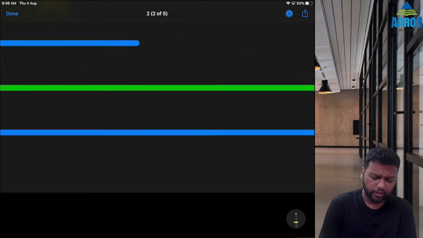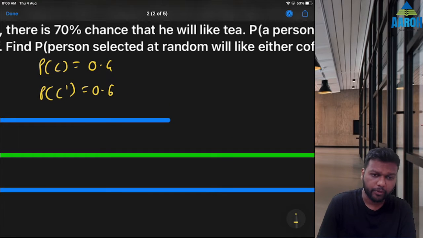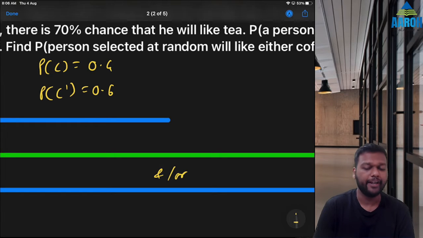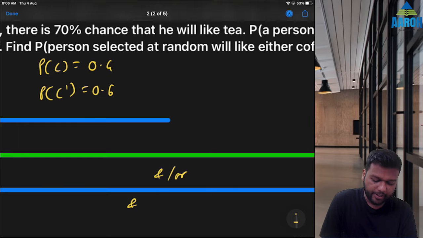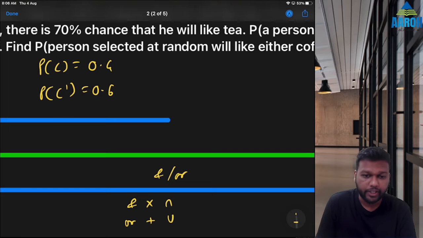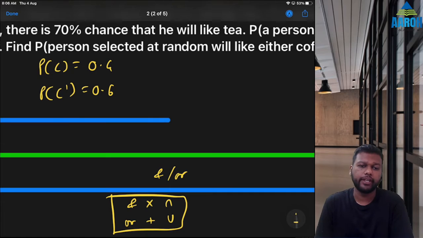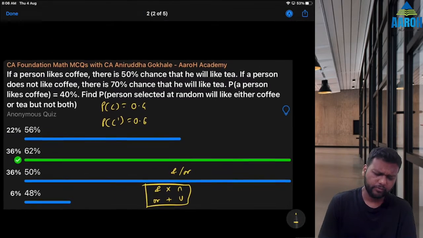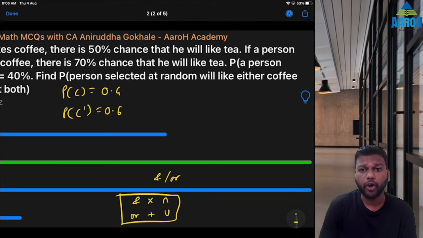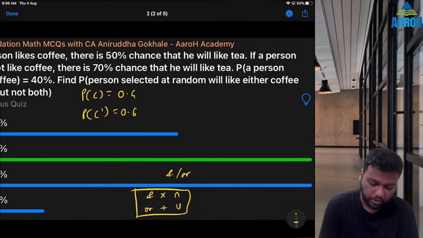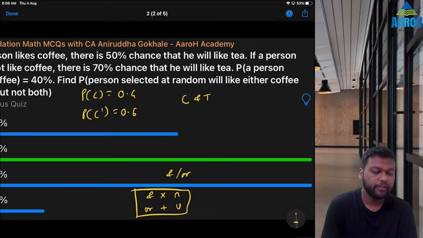Okay. For any probability question, always try to write your question in terms of a sentence using and or or. Always. And remember something, and is multiplication or intersection, or is addition or union. Very important rule for probability, sets, permutations, combinations, all three. Okay. So let me write it in terms of a sentence. Either coffee or tea but not both. So either coffee and not tea, or not coffee and tea, right? Coffee and not tea, or not coffee and tea.